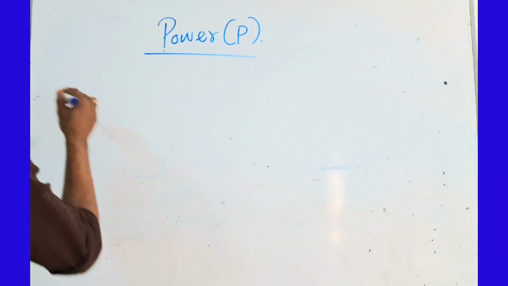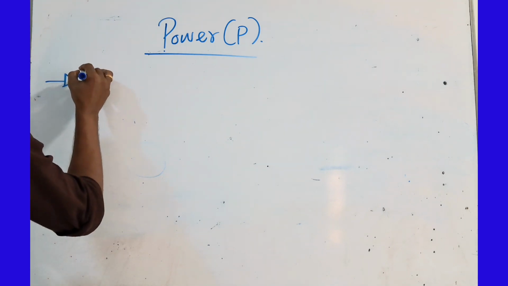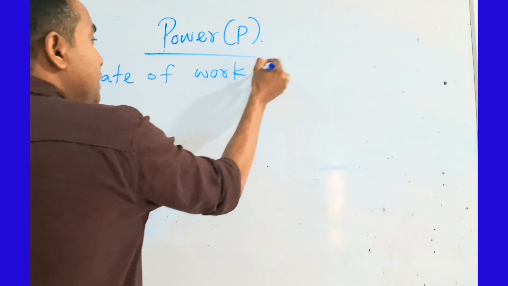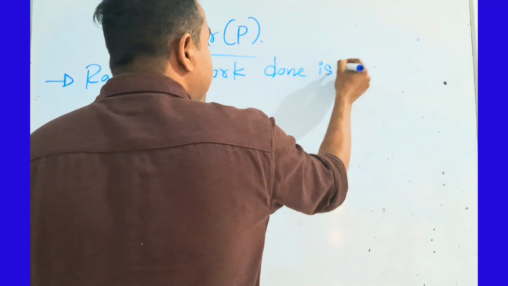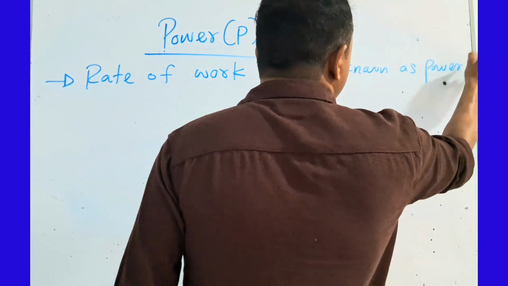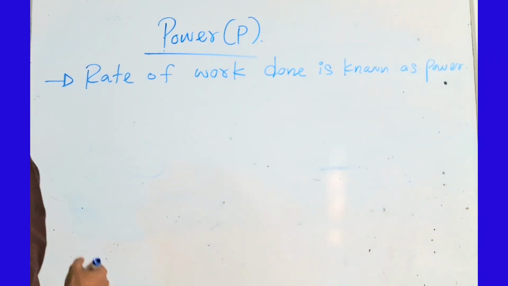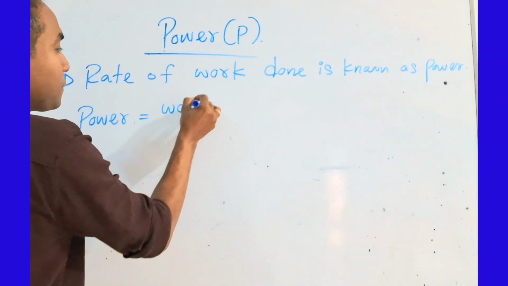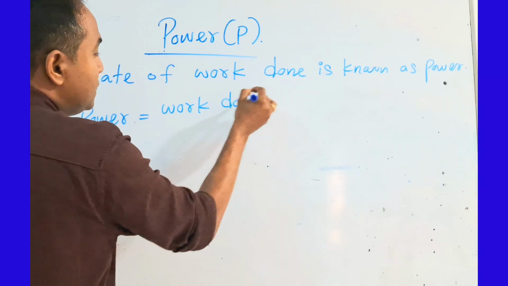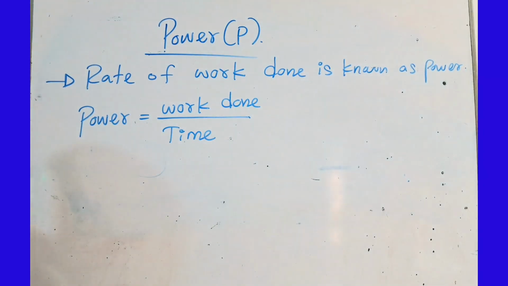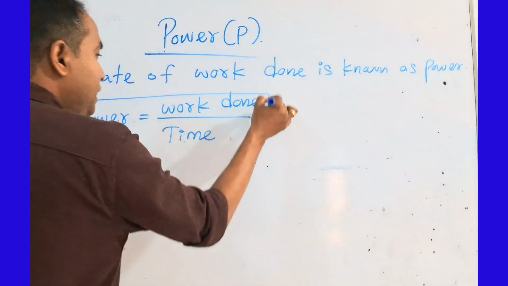Let's learn what power is. You must remember, the rate of work done is known as power. So how do we write the equation for power? Power is equal to work done divided by time. Right, this is the equation of power.